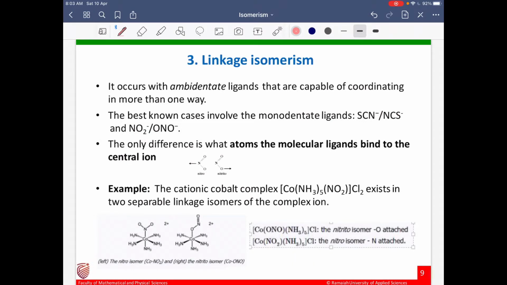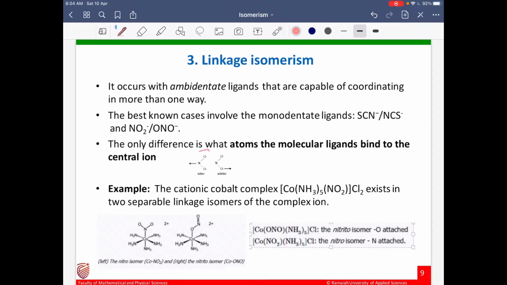The third type of isomerism is linkage isomerism. It occurs with ambidentate ligands that are capable of coordinating in more than one way. So ambidentate ligands such as SCN, NCS, nitro, these groups are ambidentate ligands which can coordinate to the central metal atom in more than one way. The only difference is which atoms of the ligands bind to the central ion.